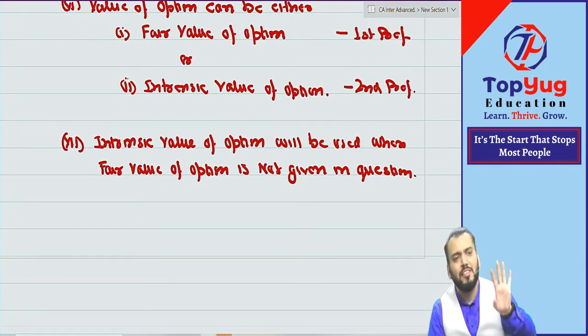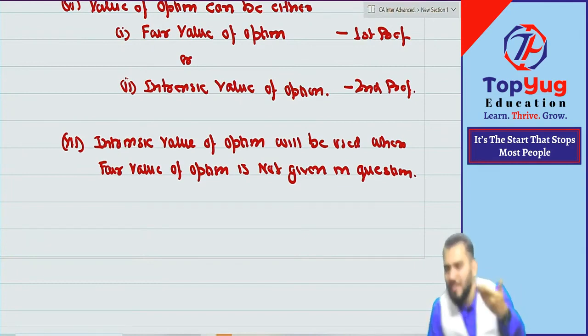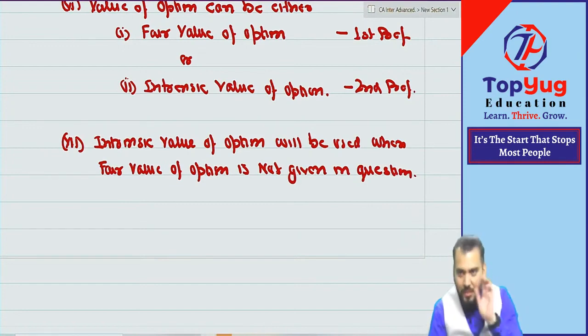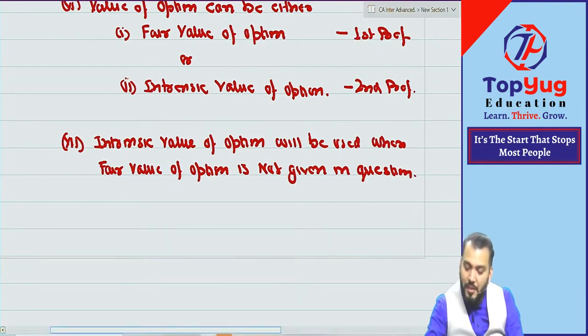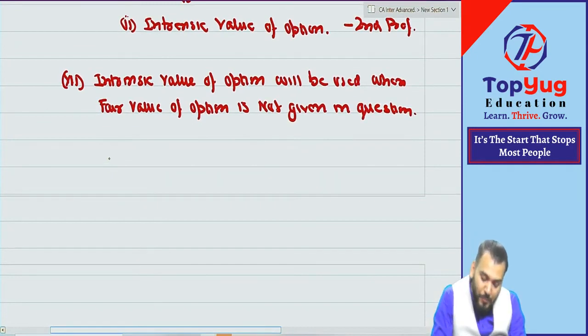The entire calculation remains the same. Whatever we have done in the last question, we have used intrinsic value. If suppose fair value is given, then instead of intrinsic value, we'll put what? Fair value. Calculation will change only, but accounting treatment remains the same. Got it? Are you able to understand what I am saying?